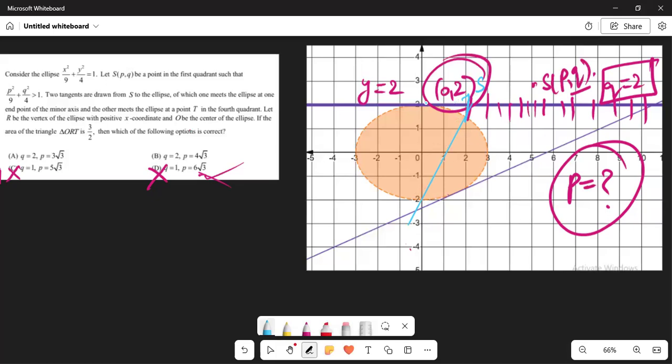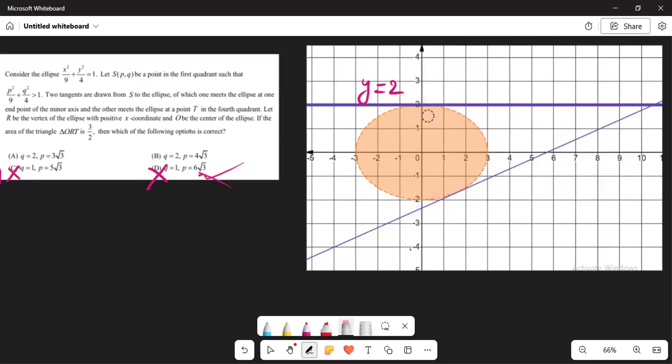So we are able to find that S is not that close to the ellipse. It is a bit far away, because if it is very close to the ellipse, then it is not possible to draw the tangent. The line is bound to intersect the ellipse at 2 points. So that means it can be somewhere here, or a bit far, but not very close to the ellipse.